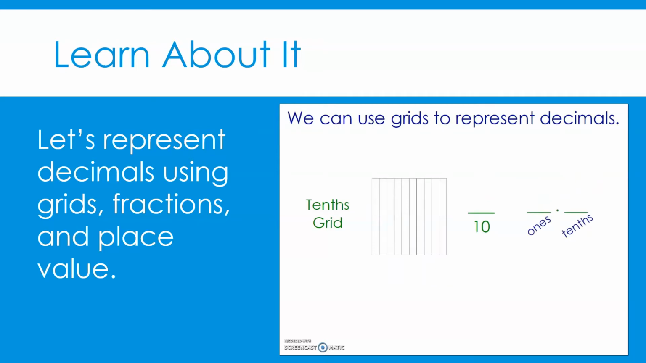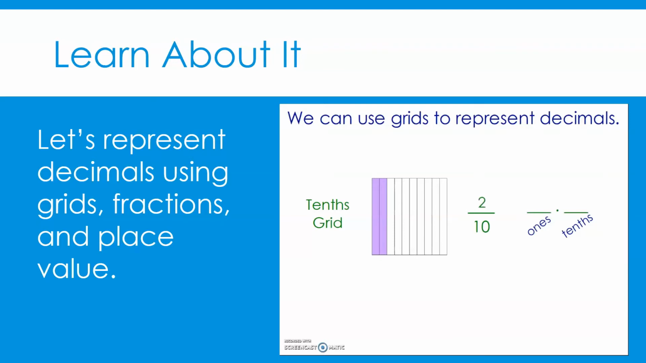We can represent decimals in many ways. We can represent tenths by using a tenths grid, by writing the number as a fraction with 10 as the denominator, and by writing the decimal in base 10 numerals using place value. Let's read, write, and represent this decimal. I can see from the grid that 2 out of 10 tenths are shaded. Therefore, we can write this number as a fraction as 2/10.